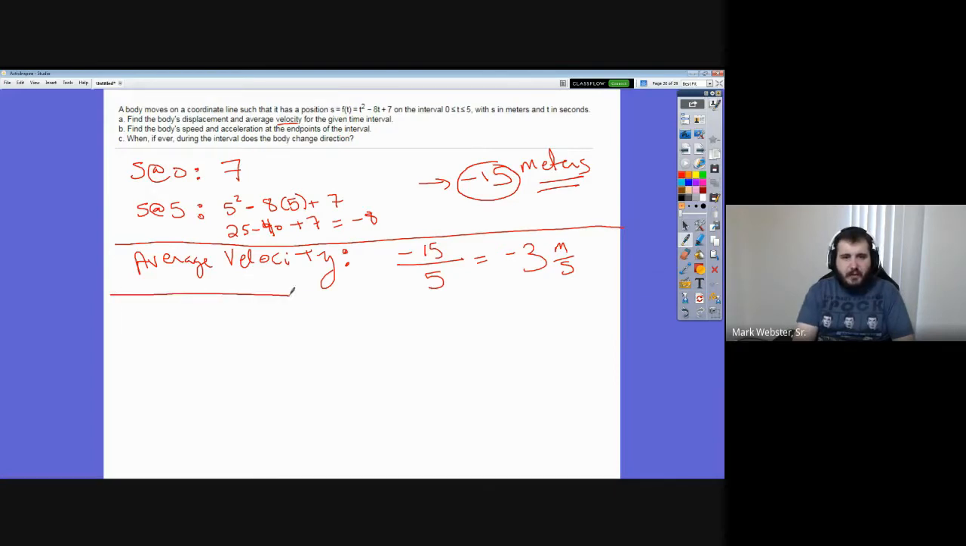So now, how does that compare to speed and acceleration at the end points of the interval? What they want to know, for part B, is what is the speed at 0 and at 5, because those are the endpoints. Well, how do we find speed? Isn't that the absolute value of velocity, which is the derivative of position? So, first of all, speed is the absolute value of velocity.